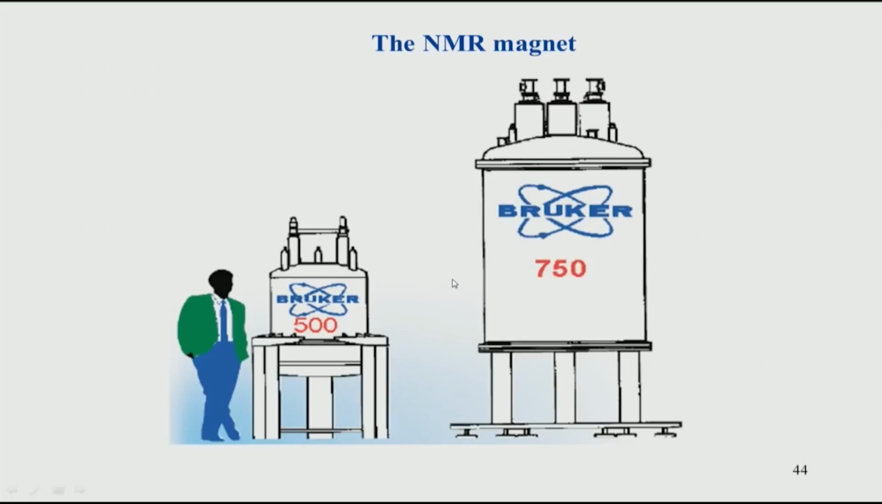If you want to get a feel of the size of these systems, you can see here this is a 500 megahertz machine, and this is a person, typically about 6 feet tall. This is the size of a magnet, and when you go to higher field the magnet size goes up. This is the size of a bigger magnet. The size goes up because the superconducting coil inside the magnet occupies a larger width compared to a smaller magnet. We will see how these magnetic fields are generated in these systems.